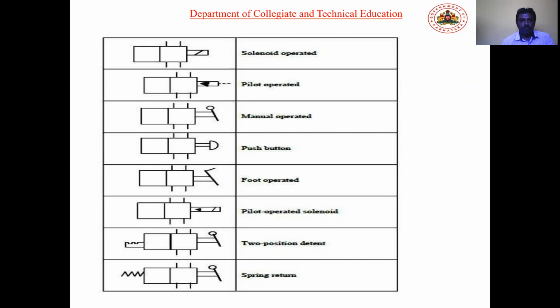Then we have foot operated, then pilot operated solenoid, two position. Then we have spring return, where a spring is attached in the opposite direction. So we have spring return, two position, pilot operated solenoid, foot operated, push button, manual operated, pilot operated, and solenoid operated.